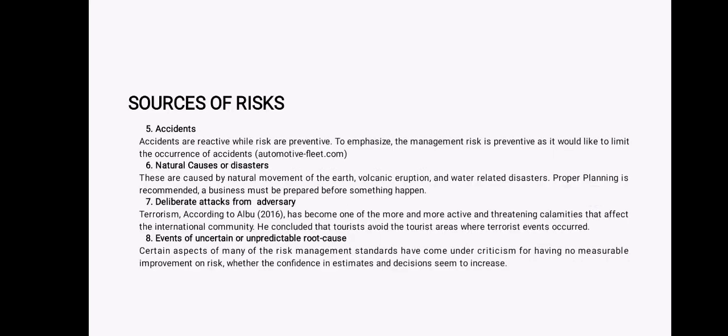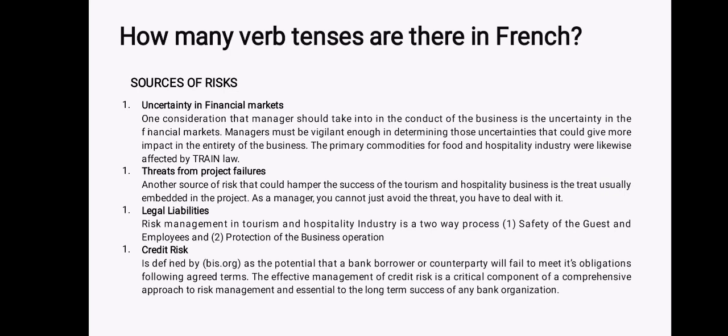So first, we have the uncertainty in financial market. Okay, when it comes to uncertainty in financial market, meron po itong kinalaman saan? Sa mga taxes natin. Kailangan daw, ang sources of risk, alam niya dapat or kabisado niya ang financial market. Kailangan siya ay vigilant enough to determine yung mga uncertainties that can give more impact to them. Like for example, if you're a business, one of the risks, kapag hindi kayo maalam or hindi kayo marunong when it comes to taxes, pwede siya maging risk kasi pwedeng ipasara yung mga establishment na meron kayo.